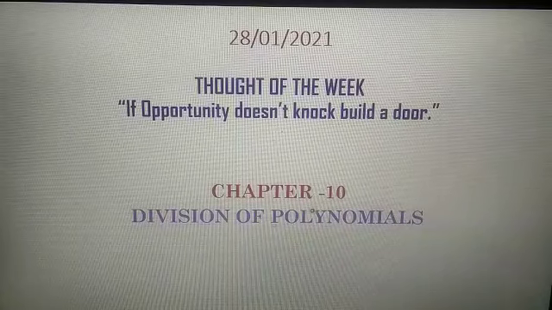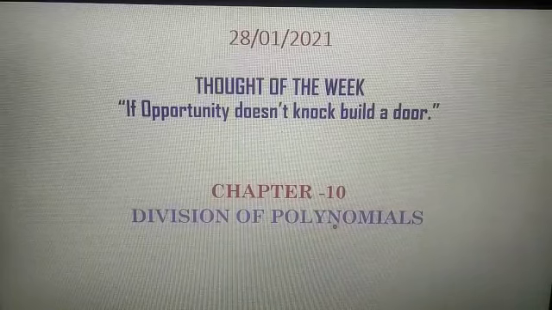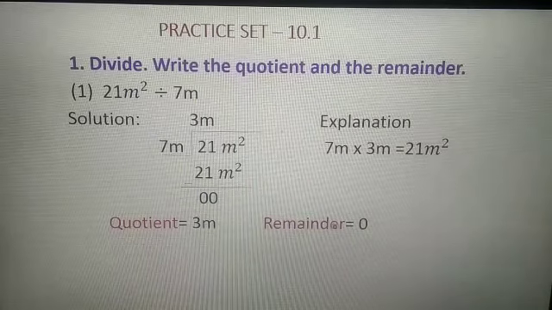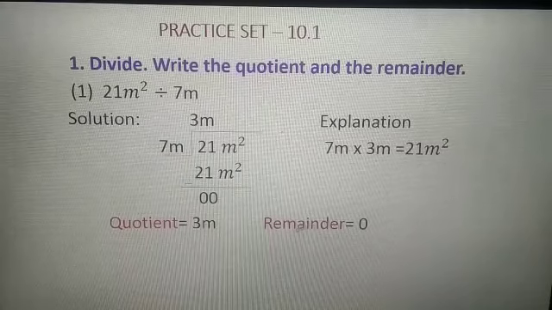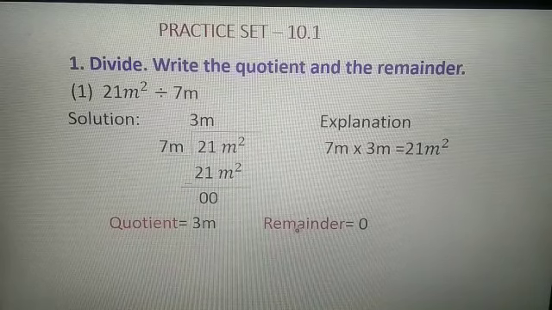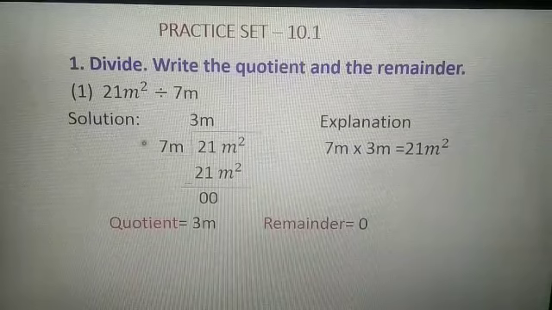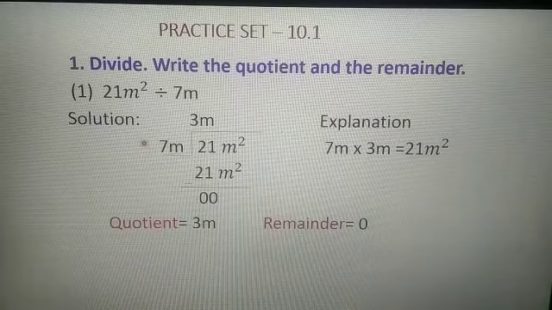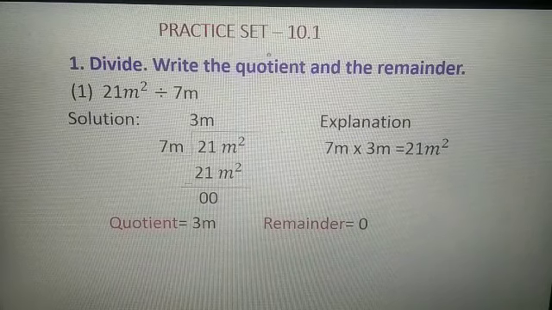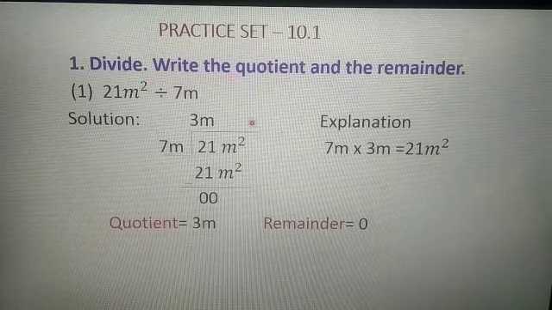Now, students, as we have started division of polynomials, that is chapter 10, in the previous slides we have seen some examples and definitions: what is a polynomial, what is the degree of a polynomial, and how to divide a monomial by a monomial and a polynomial by a monomial. Now let us start practice set 10.1. The first question is: divide, write the quotient and the remainder.